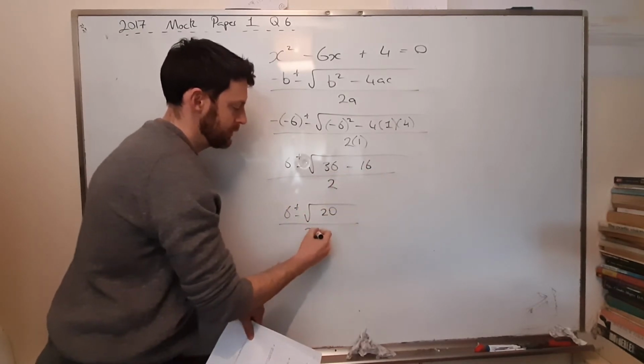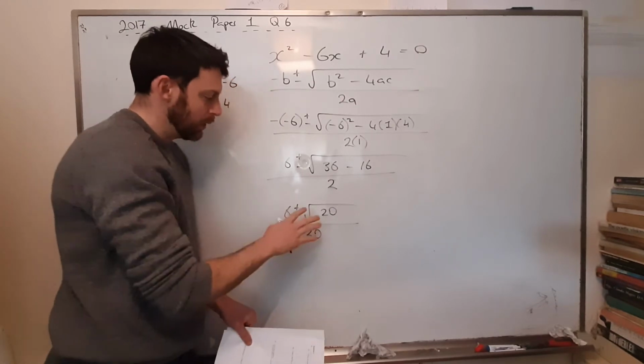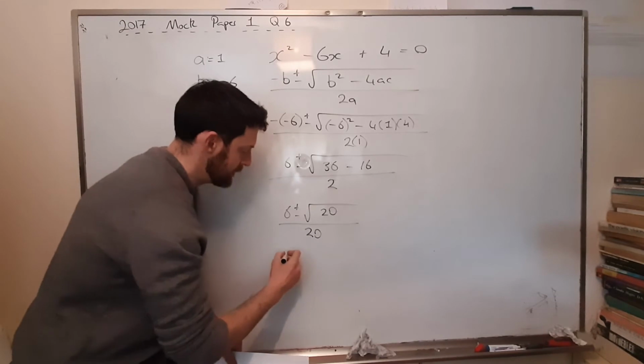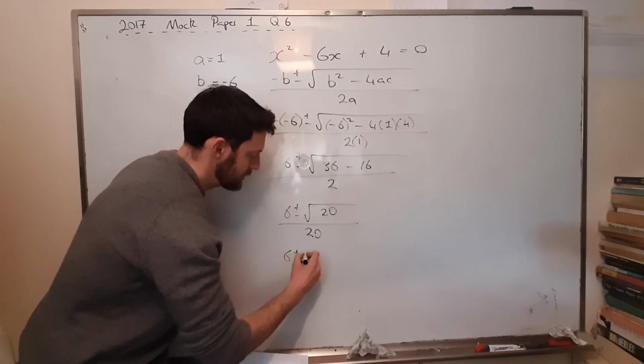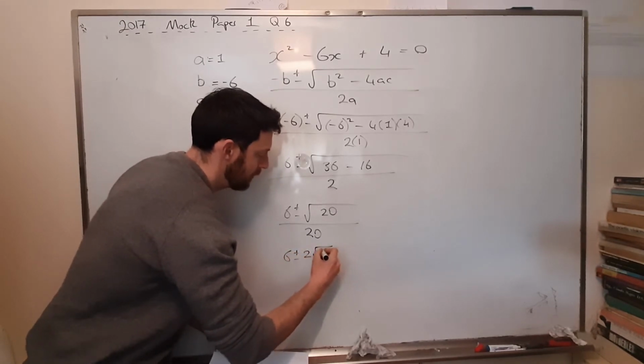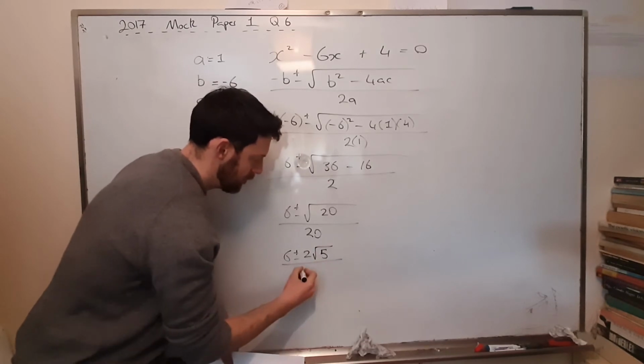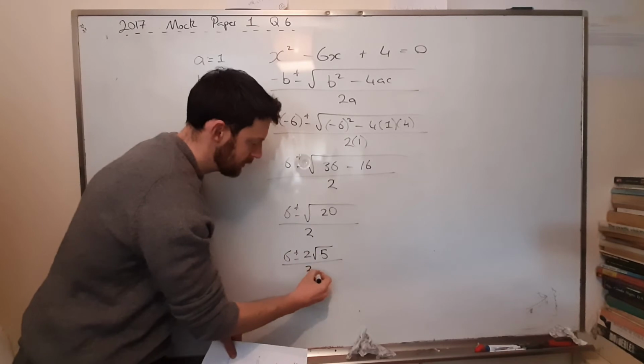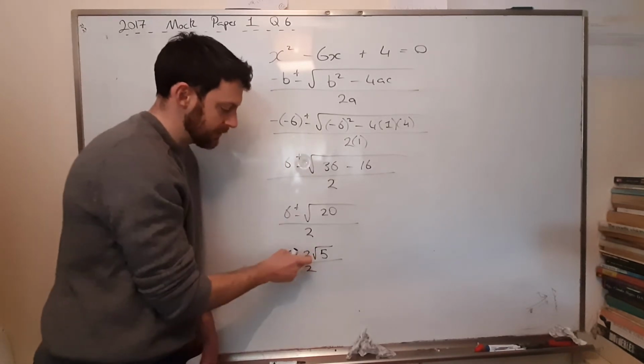Okay, now I would simplify this square root of 20, okay? And you can do that in your calculator. There's a number of ways of doing it, but 6 plus or minus 2 times the square root of 5 all over, oh, sorry, why did I write down 20 there? That's a mistake. All over 2. Okay, so square root of 20 simplifies to 2 root 5.